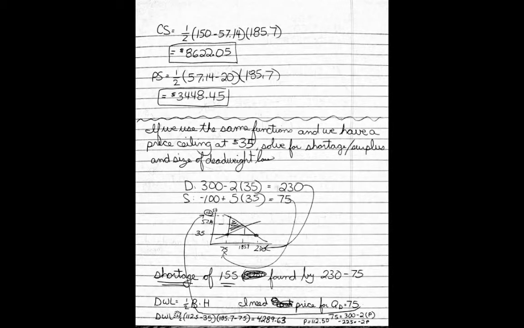Then my deadweight loss will simply be 1/2 base times height. In this case, it's going to be 112.50 minus 35, times 185.7 minus 75, giving this 4289.63, and that should be in dollars as a label. Okay, I would encourage you to look at the appendix to chapter 4 just to think about this a little bit deeper and further, but we can also talk about this later in class.